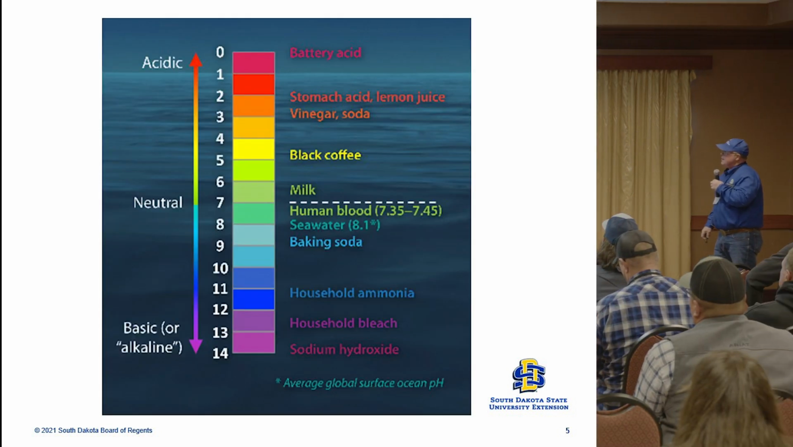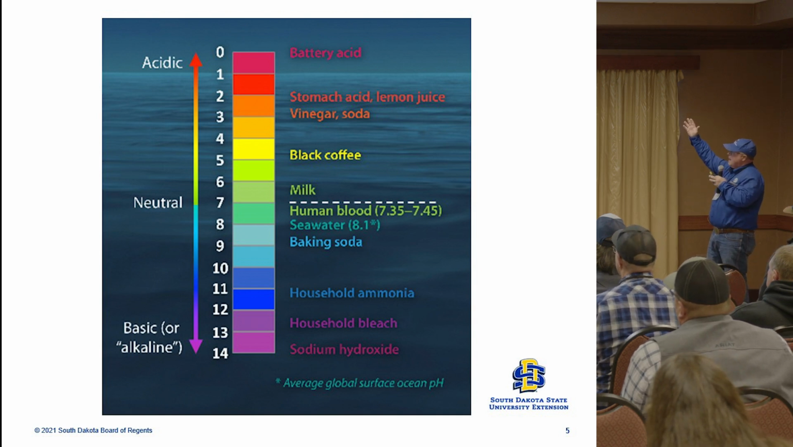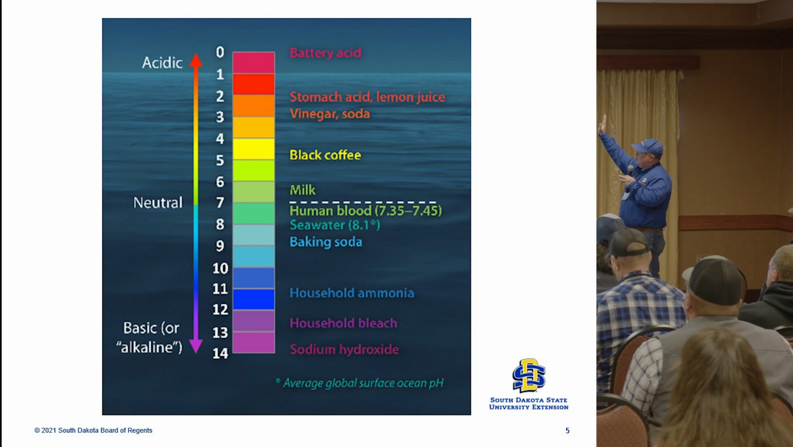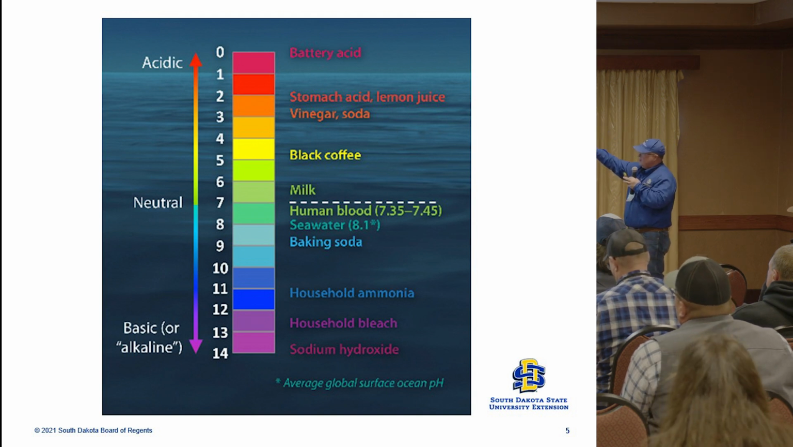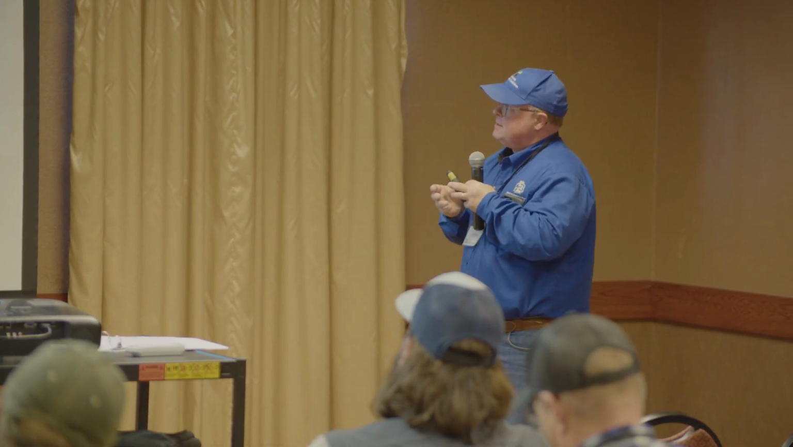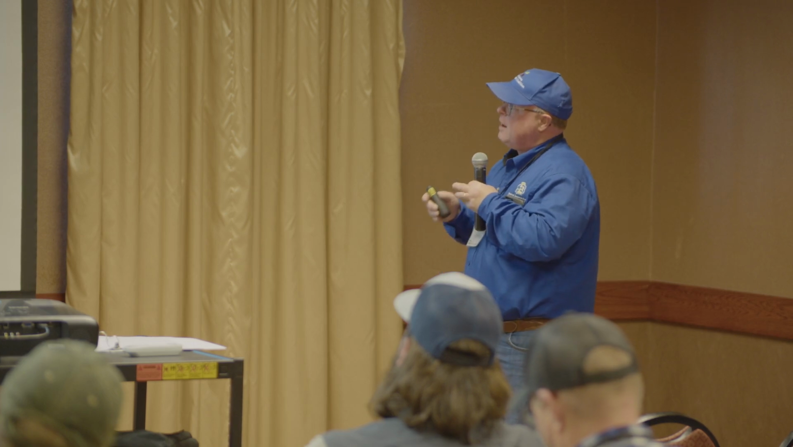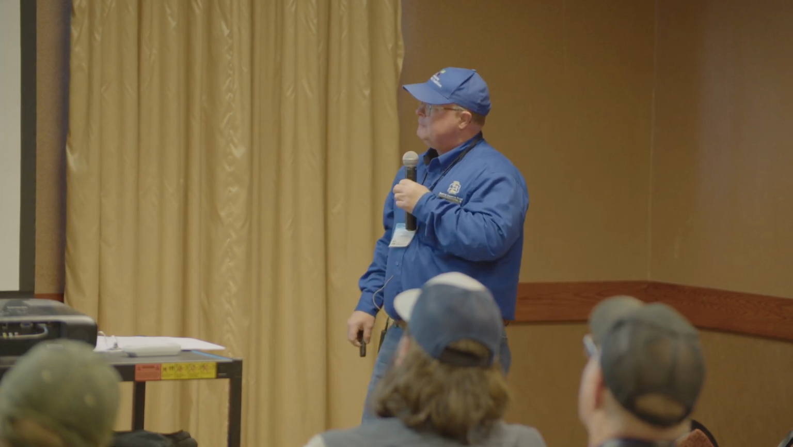There's your pH scale. Here's some typical things. Battery acid at the top being a strong acid, or having a low pH, to sodium hydroxide, household bleach, and ammonia, which have very high pHs. Human blood is pretty neutral. Okay, pretty neutral. Black coffee is acidic. Milk is neutral as well.